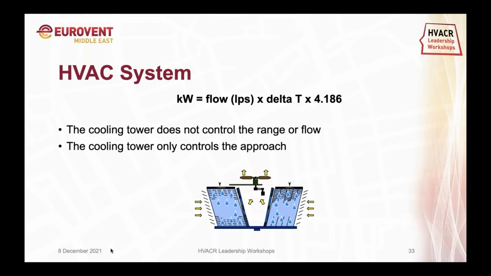So there is a general misconception. Sometimes people feel that it is the cooling tower which is controlling the range, or the delta T across the cooling tower or across the chiller condenser, but it is the chiller which is controlling the range. What is being controlled by the cooling tower is the approach. And then we will see how this impacts the overall total cost of ownership.